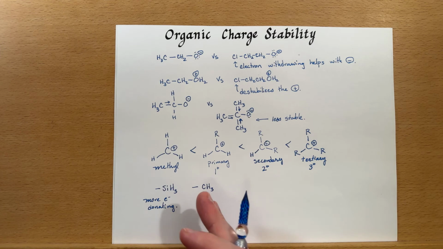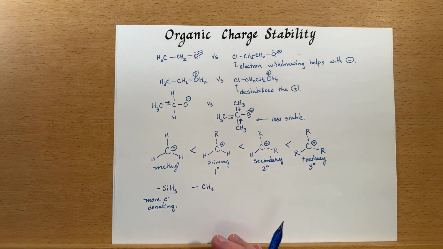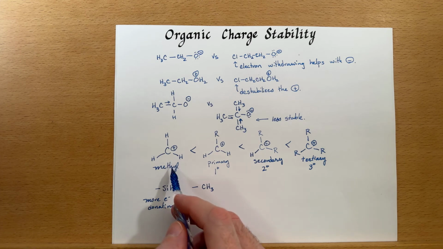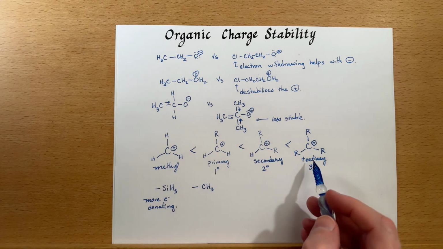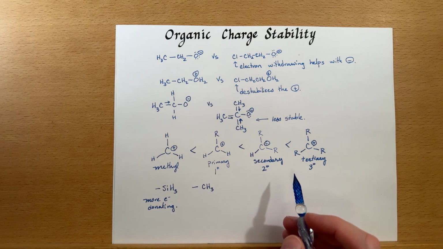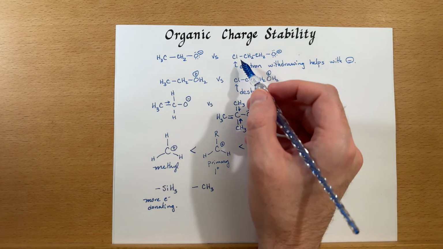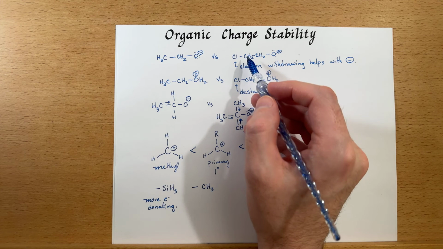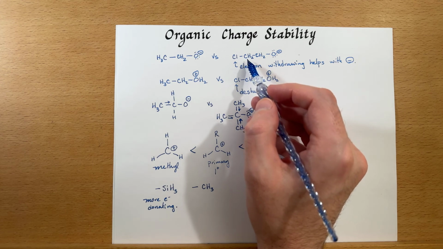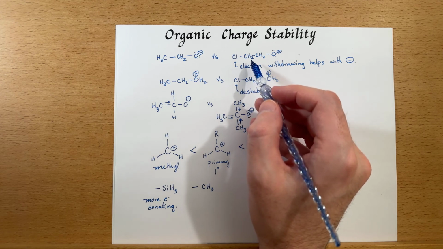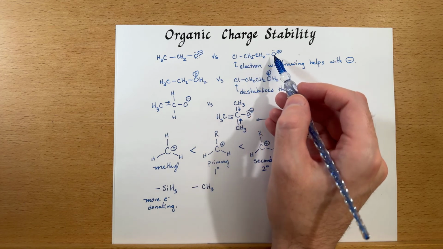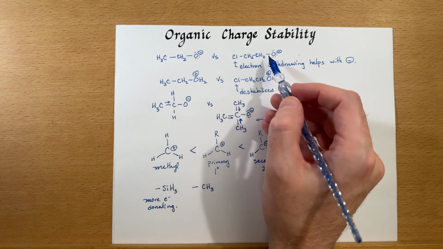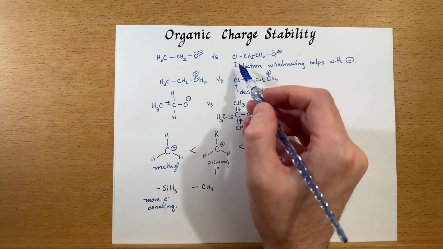If we add more groups to something, we will have a greater effect. You can see that between the methyls and the primary, secondary, and tertiary. But you can also look at that in terms of these. Like if we were to add more chlorines on here, it would have a greater stabilizing effect because there would be more electron withdrawing, and that would stabilize the charge.